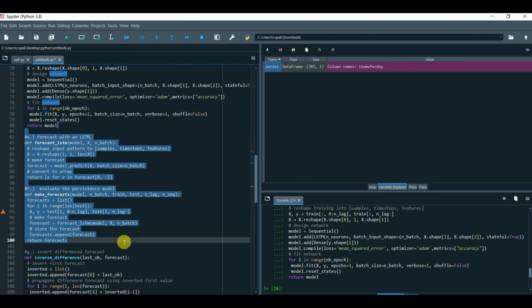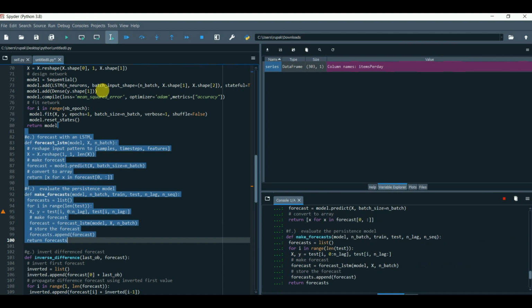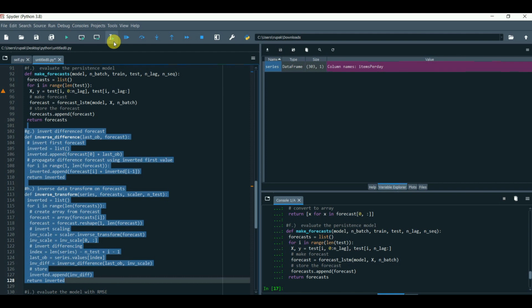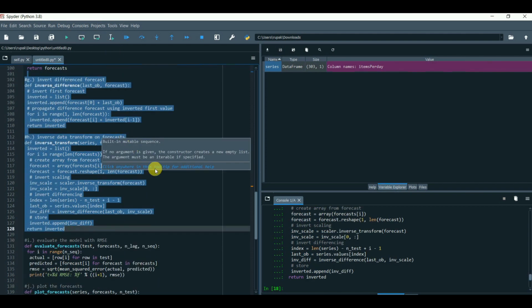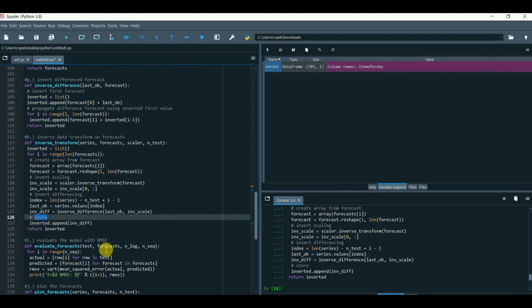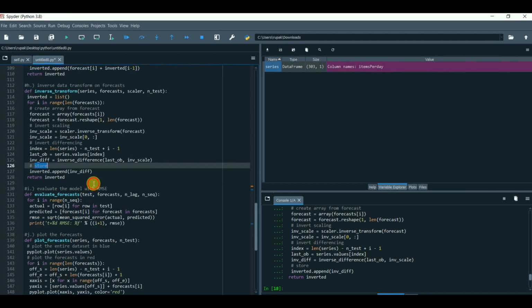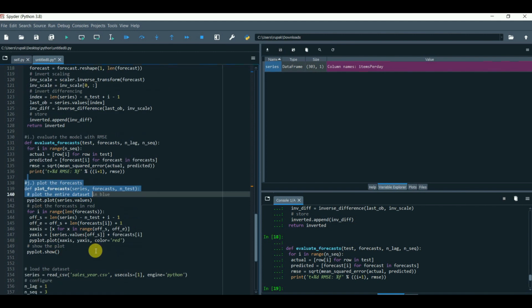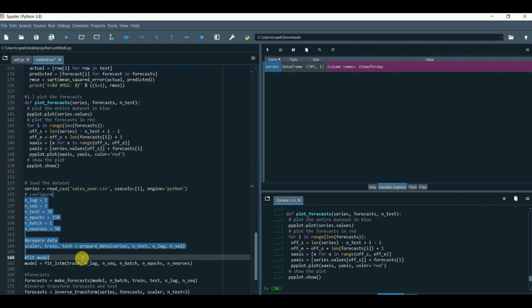Now, E and F are the functions to predict the next 3 time sequence. Then G and H invert the forecast value to our original dataset value. Remember, we have scaled the value with min-max scaler and then differenced the series to remove the trend. Finally, we will calculate the root mean square error, RMSE, to understand the accuracy level, and at the same time we will plot our 3-month forecast.